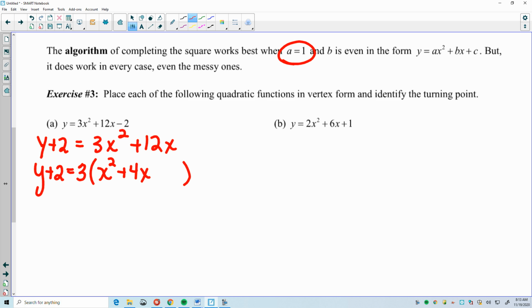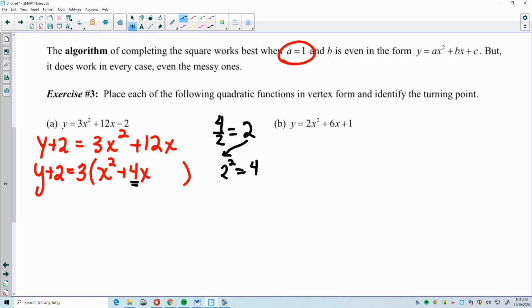We're going to find our middle term, and our middle term is 4. And we're going to take half of 4. Okay, so I'm going to take 4 divided by 2. That's going to give me 2. And then we take that number and we square that and add that to both sides.